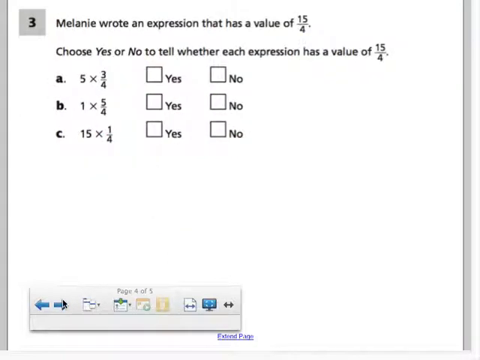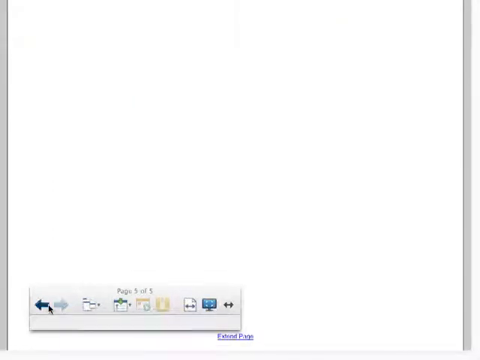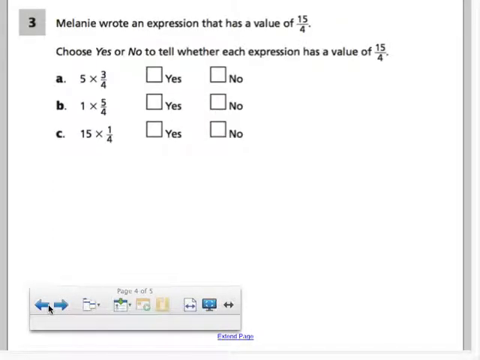Last one for tonight, I think. Yes, indeed. All right, last one for tonight. Melanie wrote an expression that has a value of 15/4. Choose yes or no to tell whether each expression has a value of 15/4. So we just need A, B, and C to equal 15/4. If it does, then we check yes. And if it doesn't, then we'll check no.